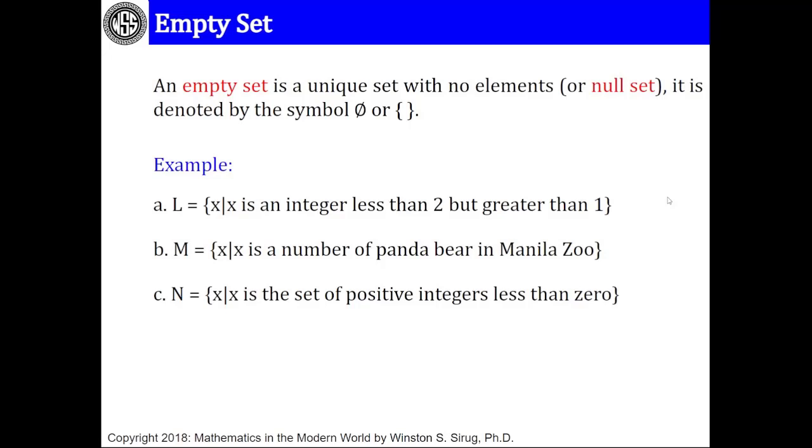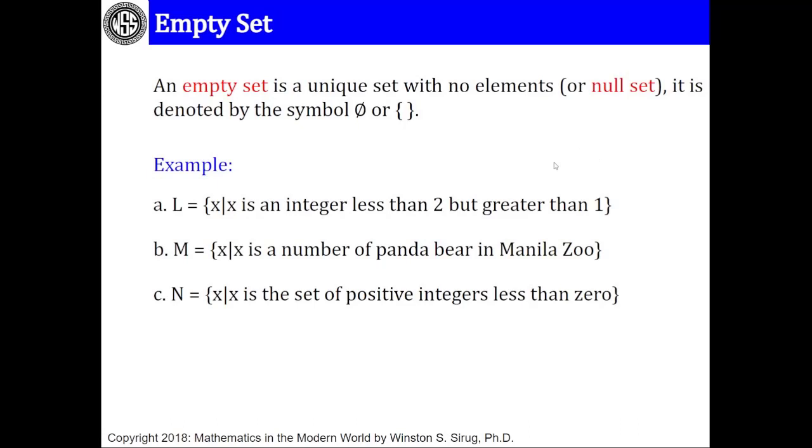Empty set. An empty set is a unique set with no elements or null set. It's denoted by the symbol. Ano pong tawag dun, sir? Slash zero. Slash zero. Or set. Example, L is equals to set of X is an integer less than 2 but greater than 1. M is equals to set of X such as X is a number of panda bear in Manila Zoo. N is equals to set of X such as X in the set of positive integers less than 0. Thank you, boss. Okay, so.